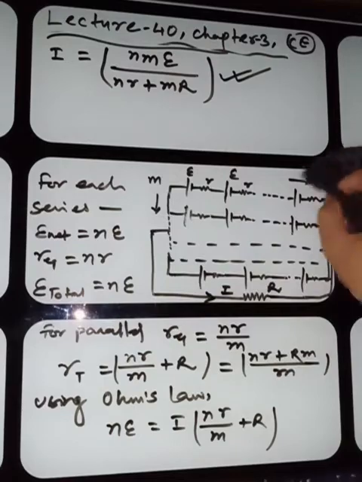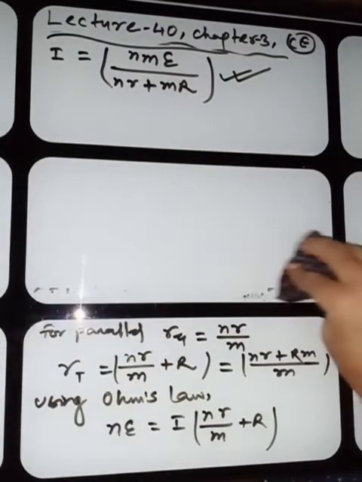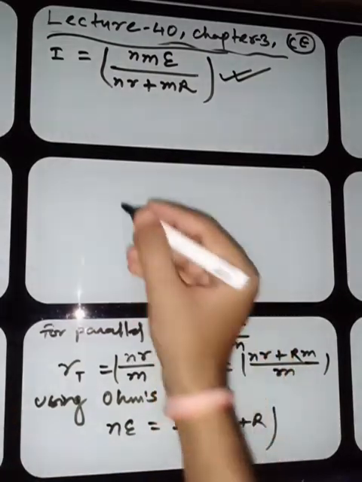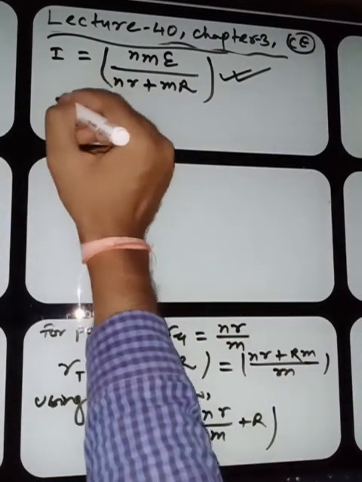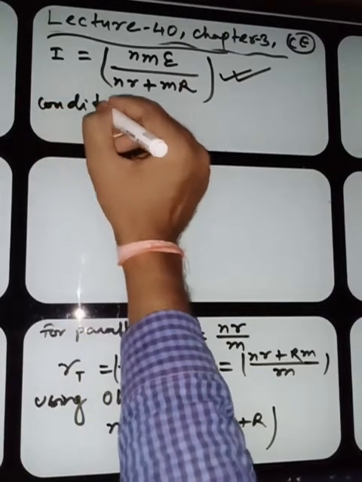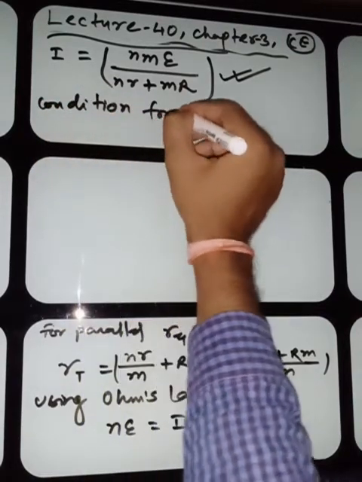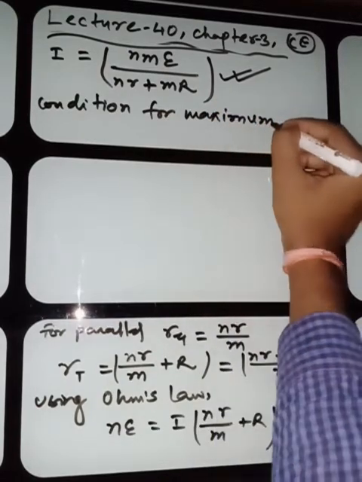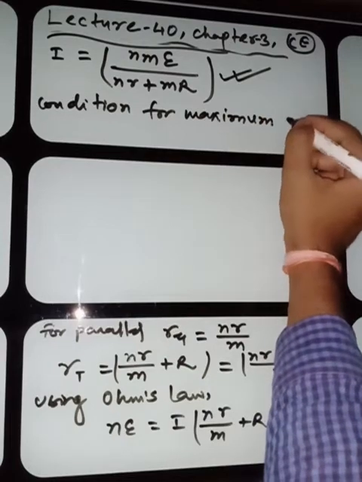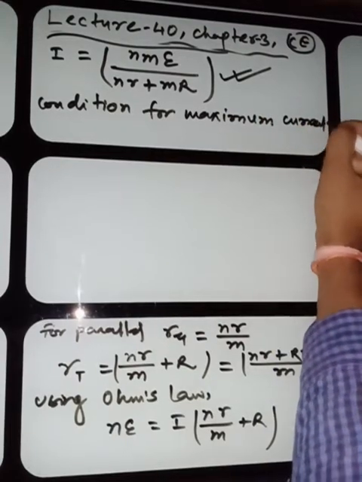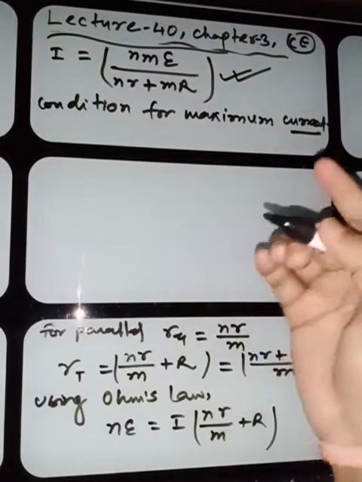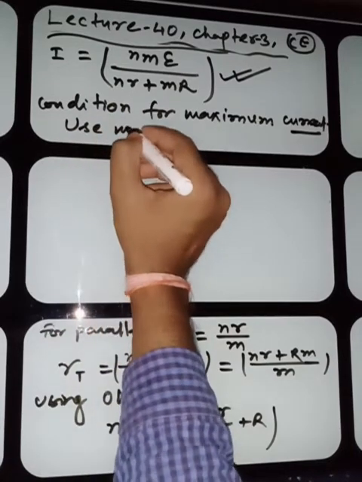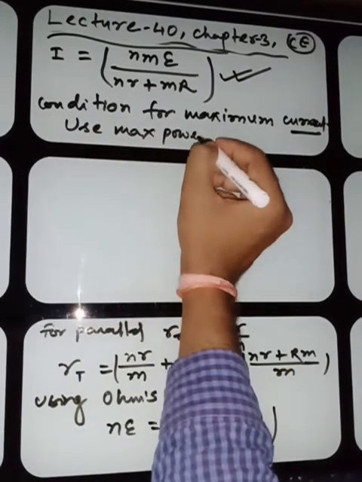We have studied the maximum power reciprocity theorem and we'll use that theorem. So we are going to study here the condition for maximum current. Let me write here the maximum current. What we'll use? Maximum power theorem.